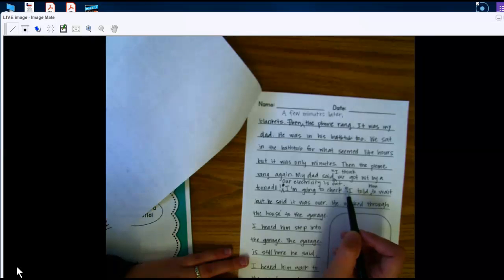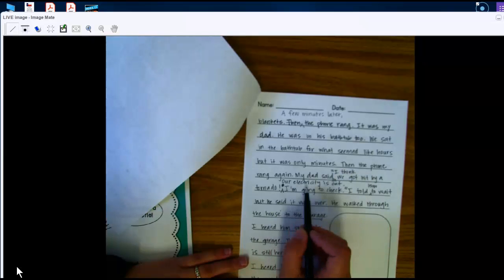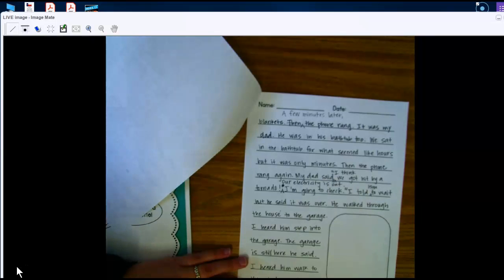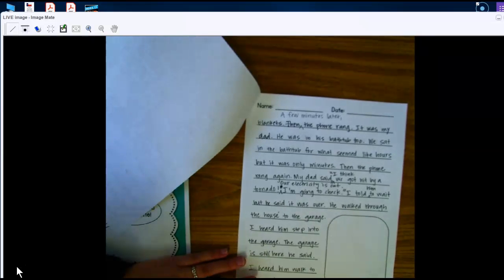If I was to draw a picture of my dad telling me that, it would have a speech bubble that says all this. "I think we got hit by a tornado. Our electricity's out. I'm going to check." It wouldn't say my dad said because the speech bubble would be pointing to my dad. But in the story, I have to say my dad said or the reader wouldn't know who I was talking about. Wouldn't know who's talking.